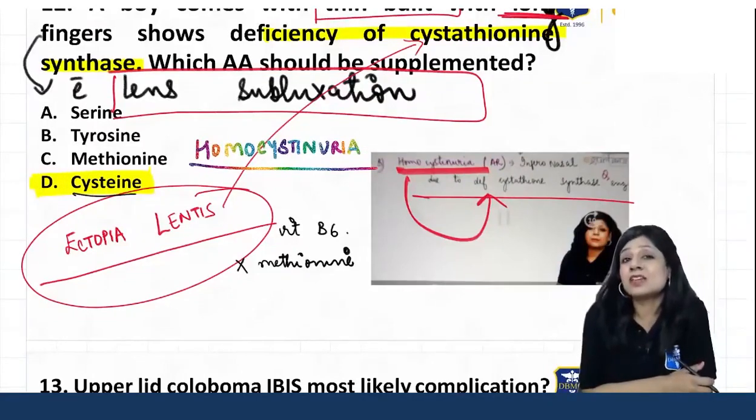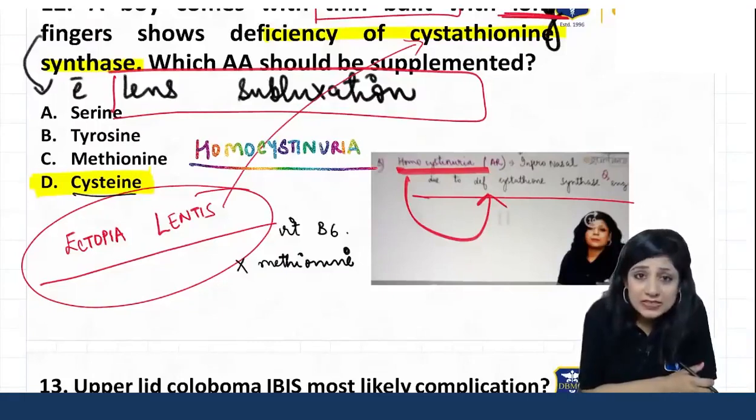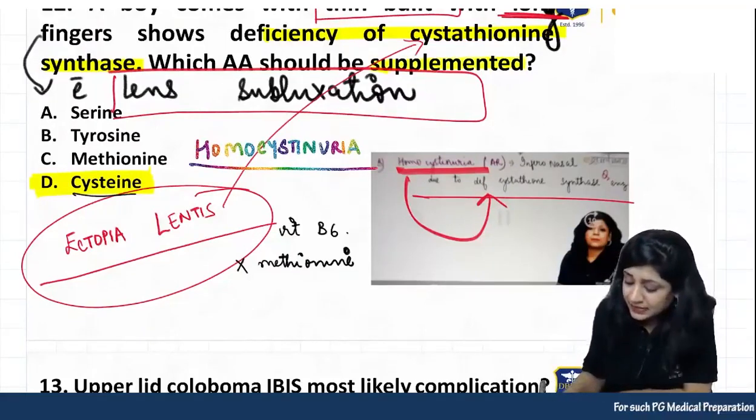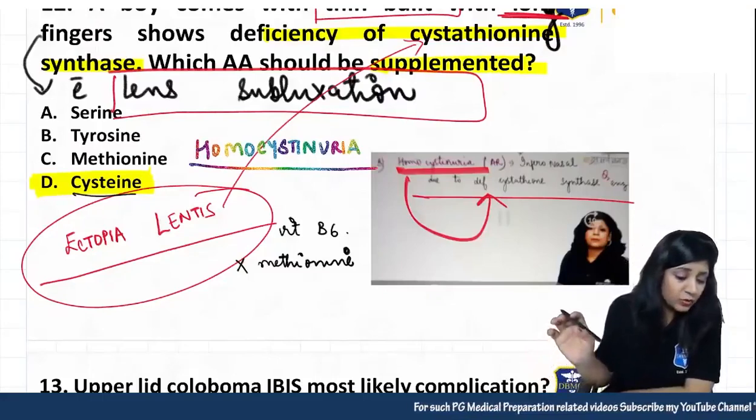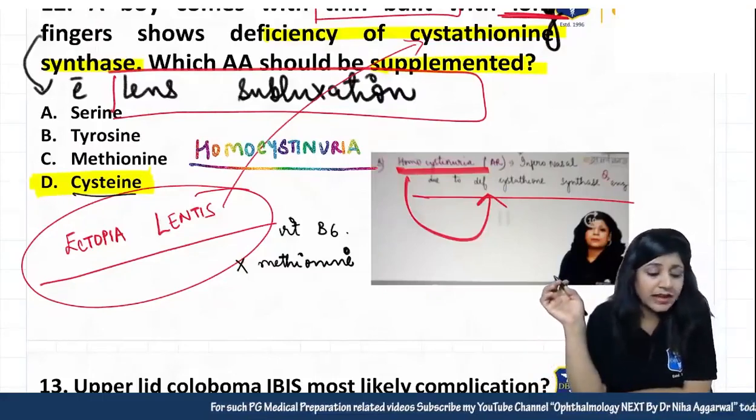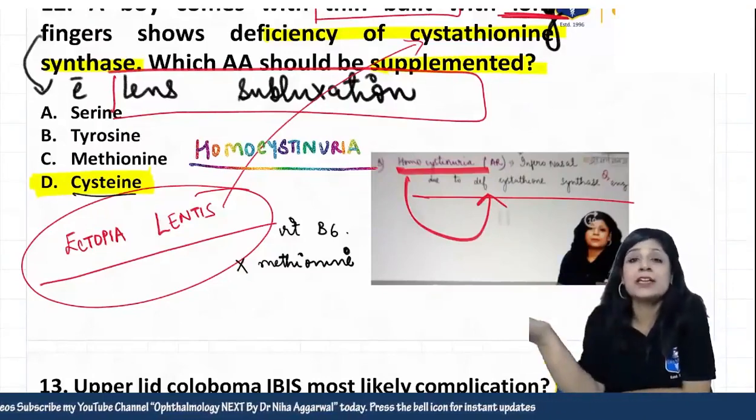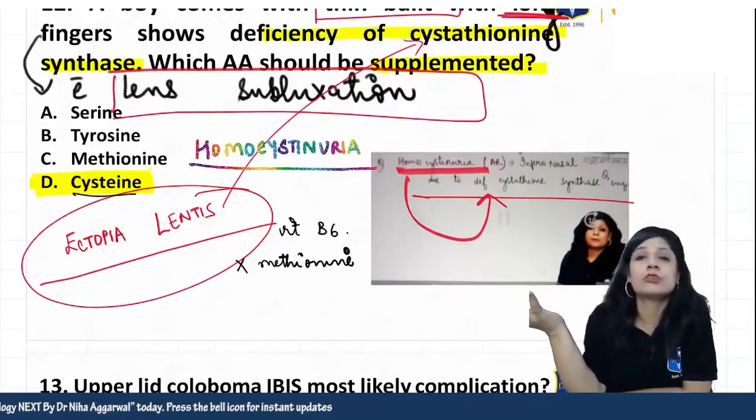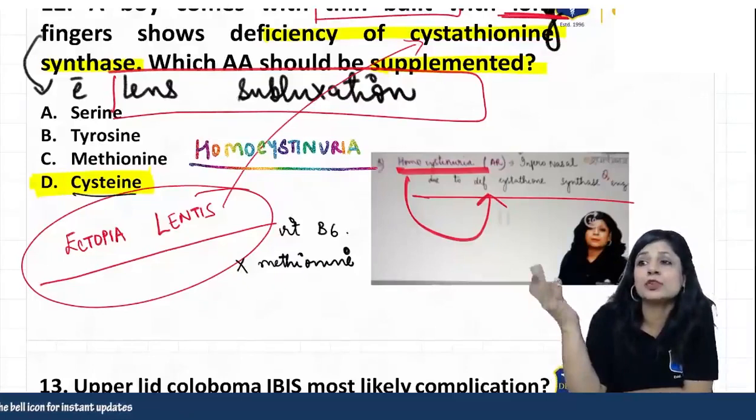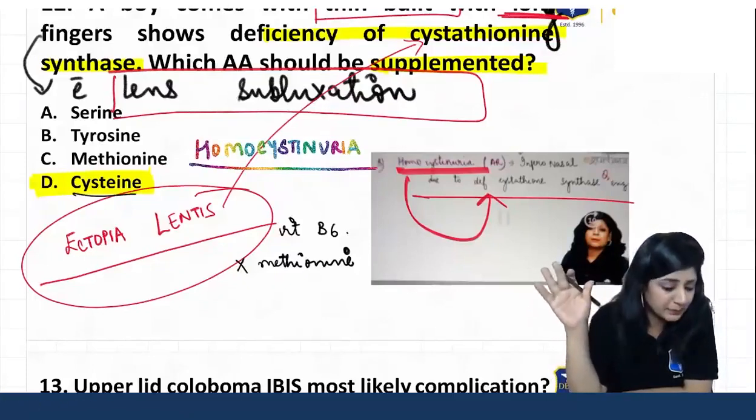If they are asking which amino acid should be restricted, then the answer will be methionine. But if they ask which amino acid should be supplemented, then it will be cysteine, Drumil. I think they asked which will be supplemented. Methionine is not being metabolized because you do not have the cystathionine synthetase, so methionine has to be restricted, not supplemented. Yes, so the answer is D.